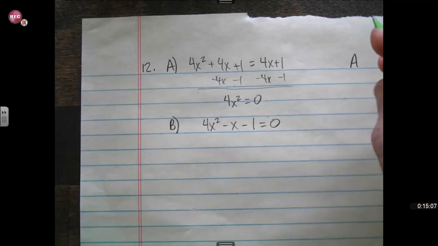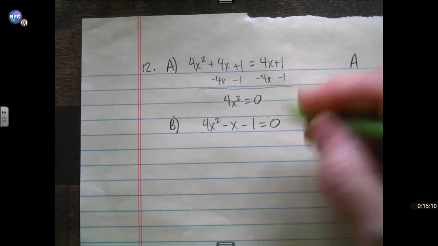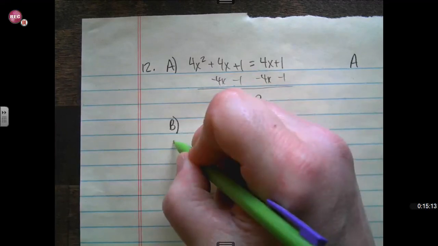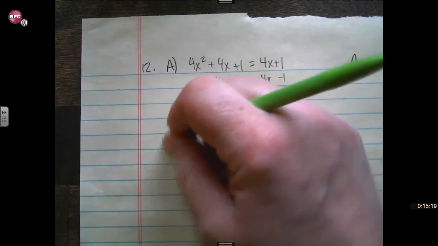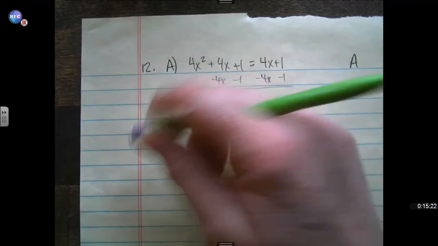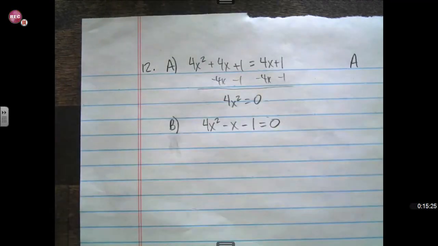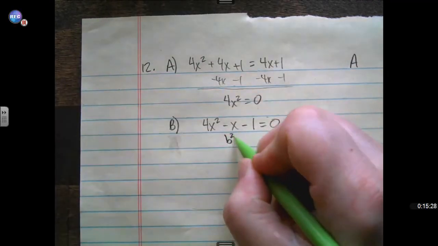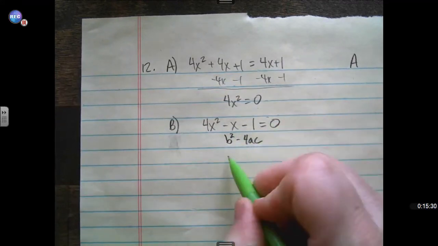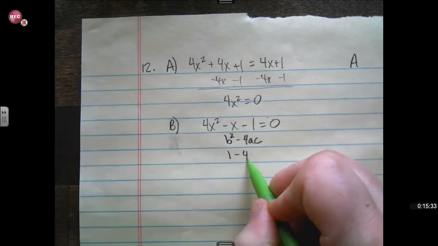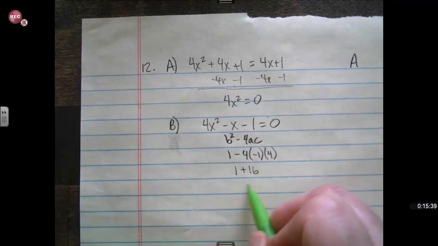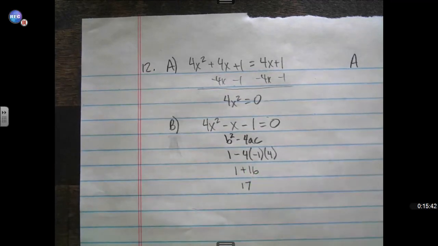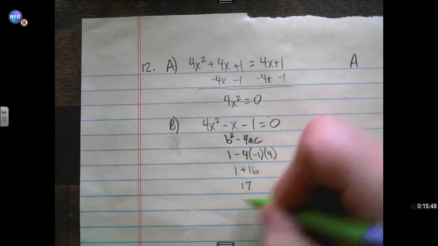Okay. C, well, I'm going to go back to B. I'm not comfortable with the way I answered that. I know it's going to have two solutions. How do we know for sure? We look at the discriminant, which is b squared minus 4ac. So 1 minus 4 times negative 1 times 4 is 1 plus 16 is 17. So there's two solutions. They're irrational, but there's two solutions.